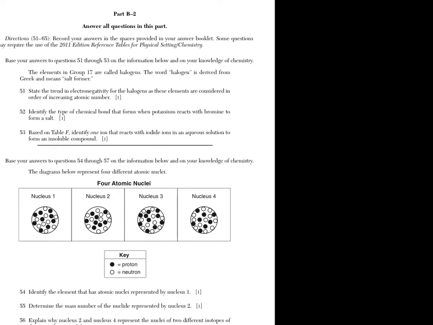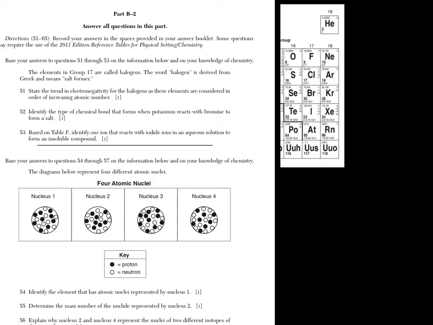And 51 asks, state the trend in electronegativity for the halogens as these elements are considered in order of increasing atomic number. So I'm going to pull out the periodic table. Alright, so group 17 has all the halogens. So we're going to look at the vertical column with the number 17, and we're going to take a look at each of these halogens over here. So we need to talk about electronegativity.